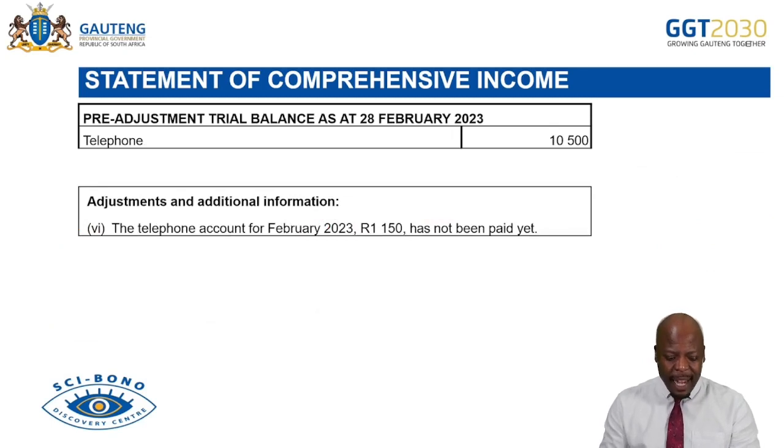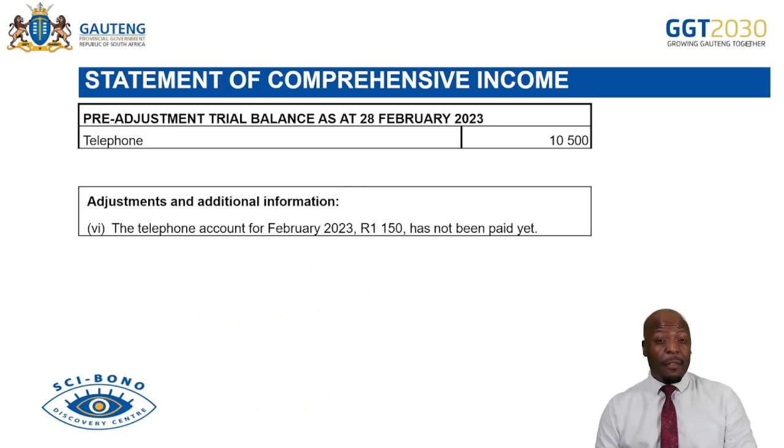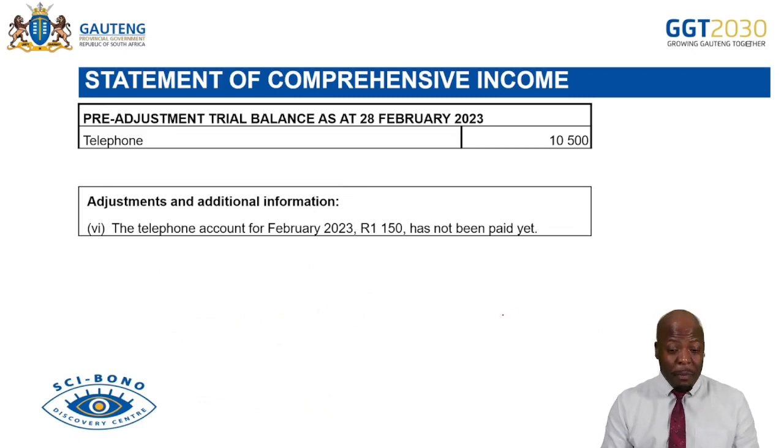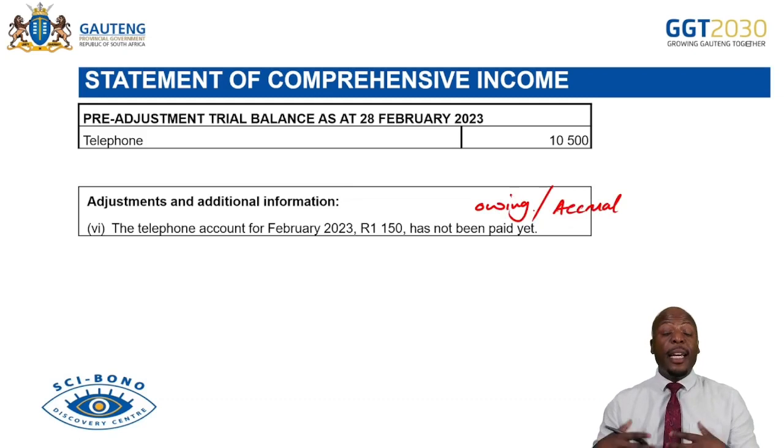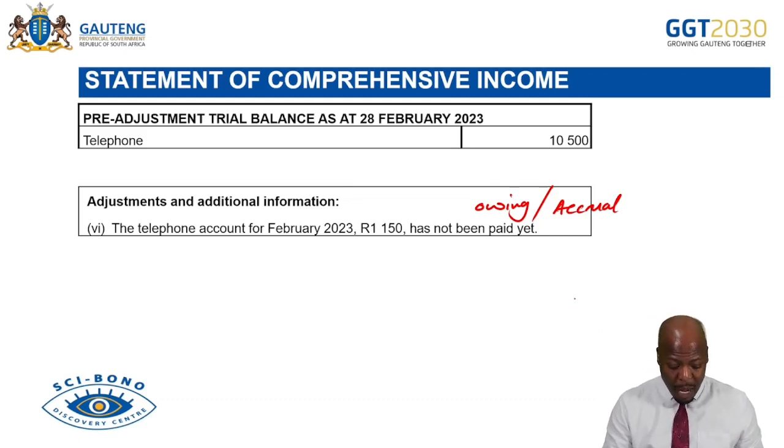All right. The next adjustment is on telephone. It says, the telephone account for February 2023, 1,150, has not yet been paid. Remember, at the beginning of this session, we spoke about accruals and prepayments. When an amount has not yet been paid, that amount is owing. That is what we call an accrual. We have incurred the expense, yet it has not yet been paid. So we owe. It is an accrued amount.